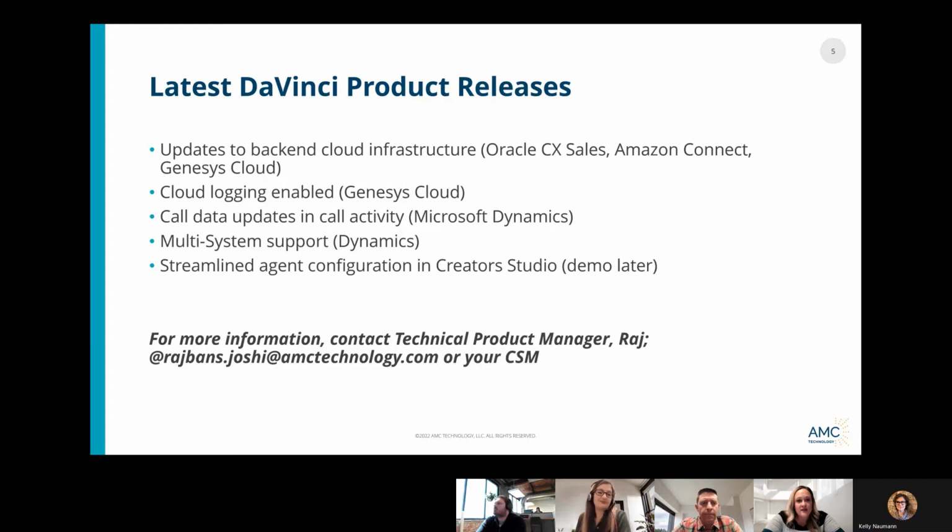Quickly walking through the latest releases. The first thing we've done is a few updates to backend cloud infrastructure. You can see we've done that for Oracle CX Sales, Amazon Connect, and Genesis. We've done enablement for cloud logging for Genesis Cloud as well. We've done a few call data updates in Dynamics, and we've also done multi-system support in Dynamics. The last one we will be demoing at the end. It's going to be around streamlining agent configuration in Creator Studio.